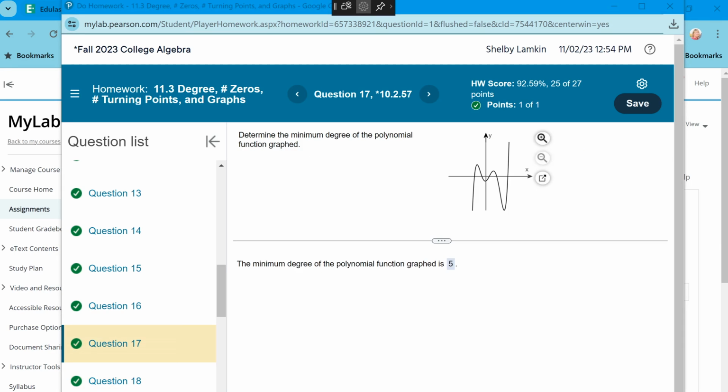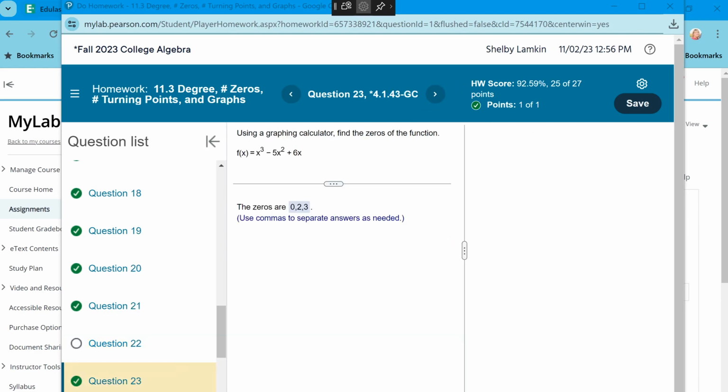Determine the minimum degree of the polynomial function graph. Well, I see that it has 1, 2, 3, 4, 5 real zeros. So it could be degree 5. Okay, we put this one in the graphing calculator, go to the table, find the zeros of the function in the table, there's 3 of them. You could also find them using the trace feature or the calc feature on your calculator.